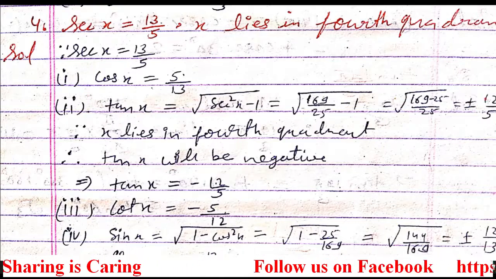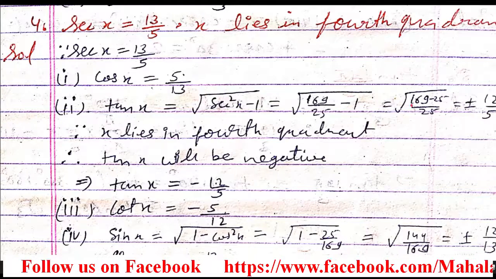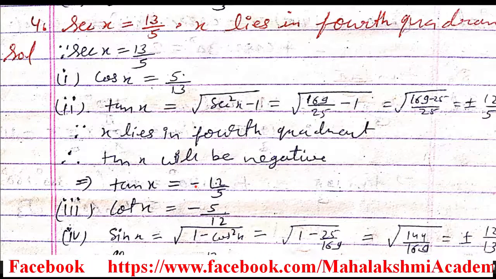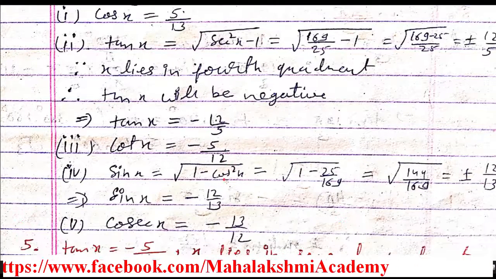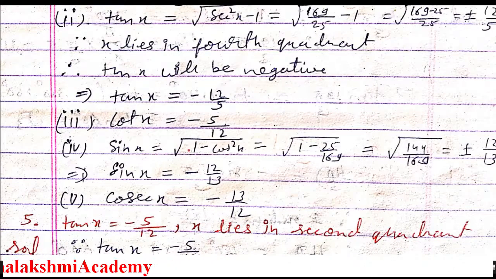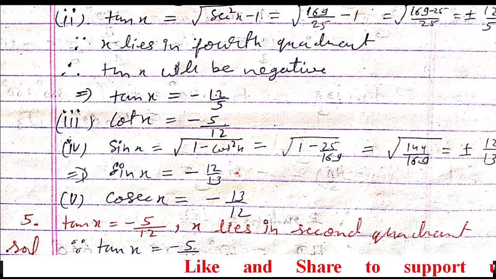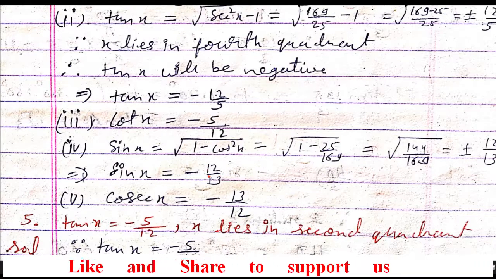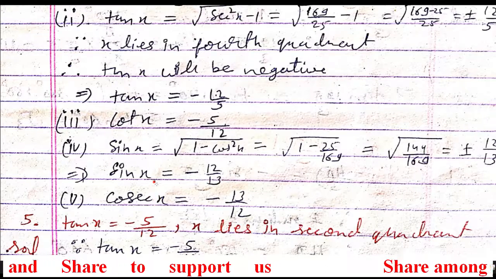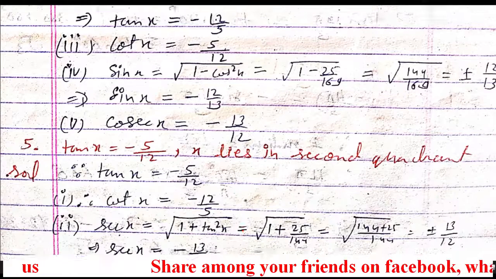Now tan x, from the 10th class identity, is root of sec square x minus 1. Put the values here, that will give you plus minus 12 upon 5. Now since x lies in the fourth quadrant where tan is negative, select the negative value, that is minus 12 upon 5. The reciprocal of tan is cot, that is minus 5 upon 12. Now sin is root of 1 minus cos square x. Substitute the value here, that will give you plus minus 12 upon 13. But since it lies in the fourth quadrant where sin is negative, that's why minus 12 upon 13. And for cosec, just do the reciprocal, that will give you minus 13 upon 12.